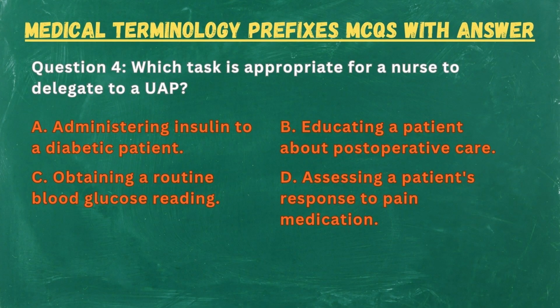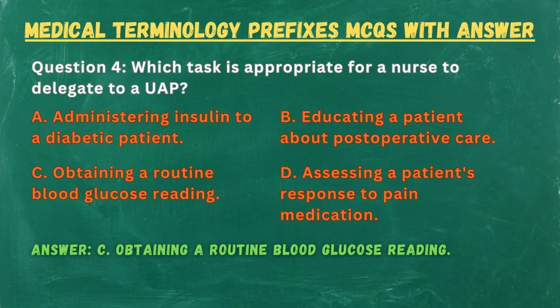Question 4. Which task is appropriate for a nurse to delegate to a UAP? A. Administering insulin to a diabetic patient. B. Educating a patient about postoperative care. C. Obtaining a routine blood glucose reading. D. Assessing a patient's response to pain medication. Answer: C. Obtaining a routine blood glucose reading.